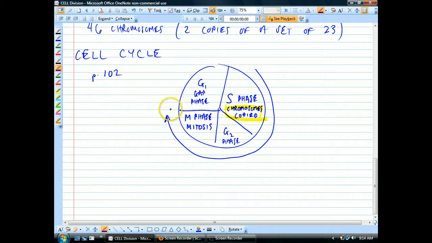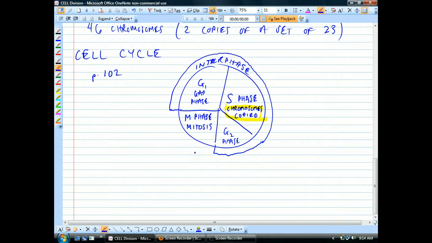By the way, I'm going to put another layer around this circle like this. See what I'm doing here? Because it's got to go all the way down to the G. These right here are called interphase. It's kind of like intermission. In between each division, there's a long intermission called interphase. And that's G1, S, G2: gap 1, the replication or copying stage, and then gap 2.